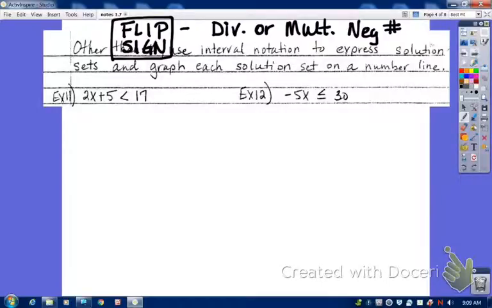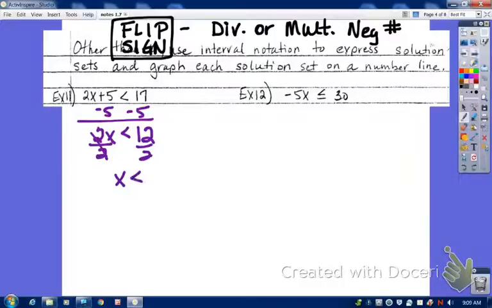Other than that, inequalities are solved just like equations. So in example 1, we need to solve for x, so our first step would be subtract 5. That would give us 2x is less than 12. Adding and subtracting never flips your inequality sign, only multiplying and dividing by a negative number. So then we're going to divide by a positive 2. That's not going to flip my sign. And I'm going to get x is less than 6.